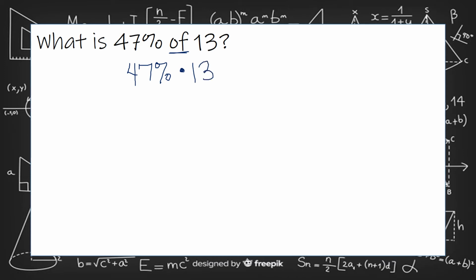I need to change my percent to a decimal. So 47% is the same as 47 out of 100, or part of 100, which is 0.47. So then I can just multiply those two. And you can use a calculator for this.